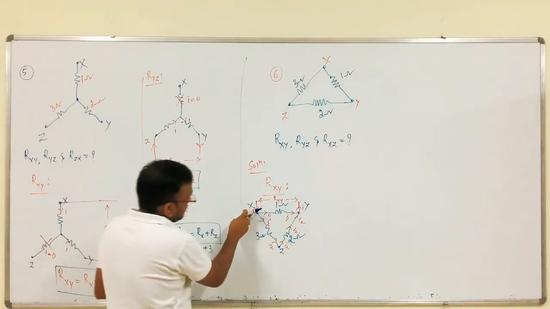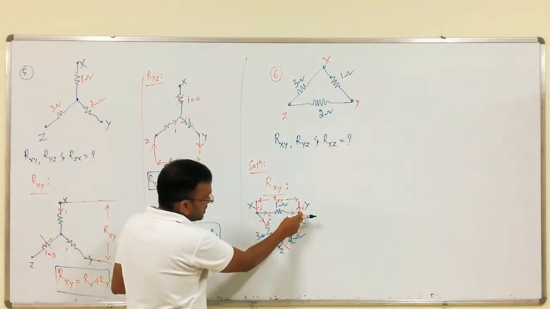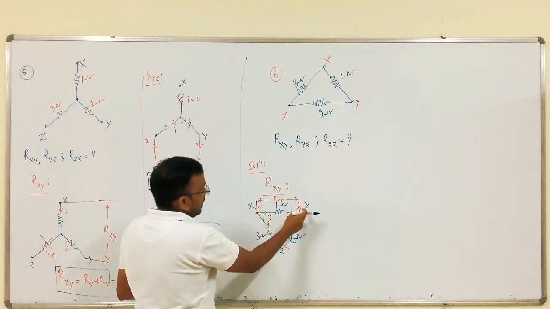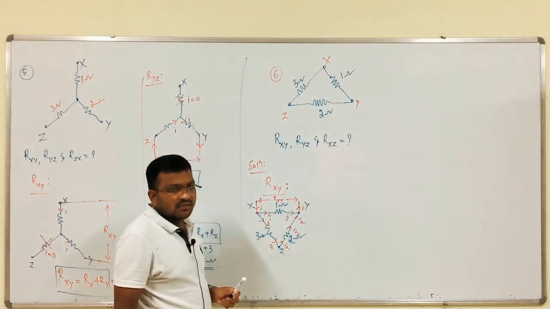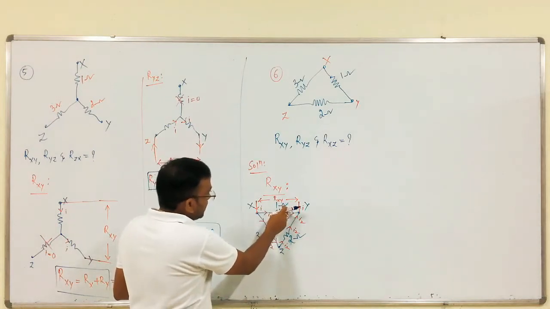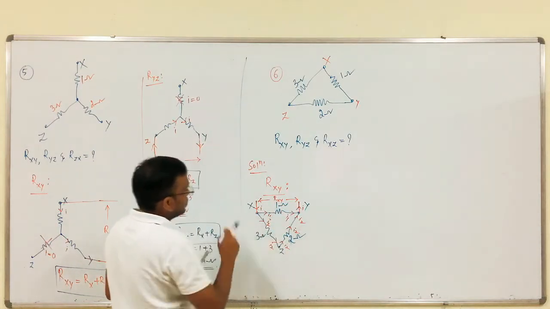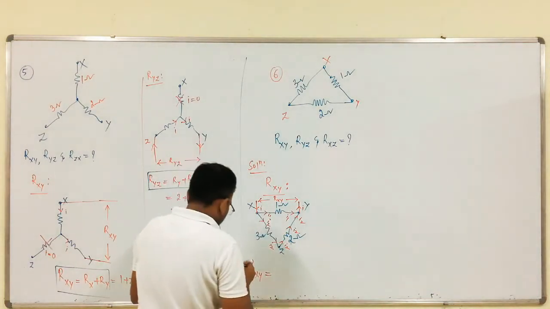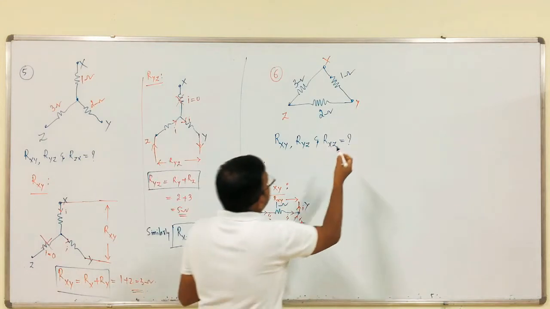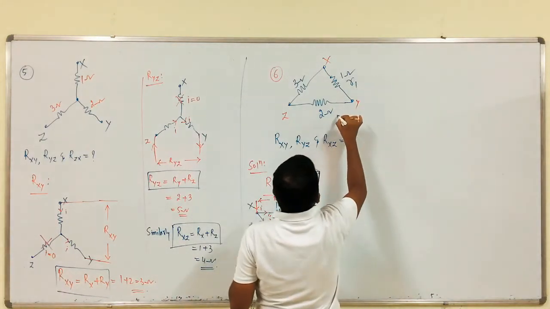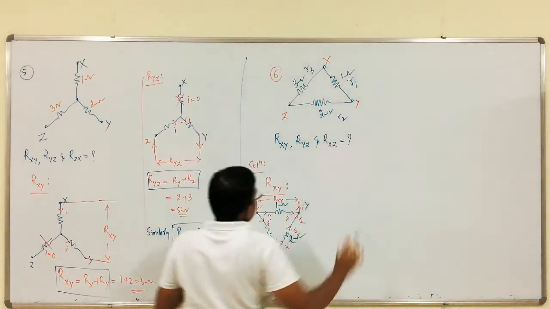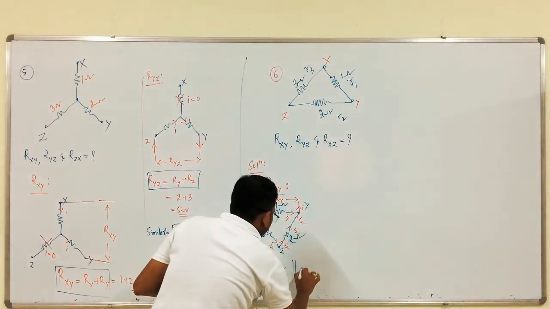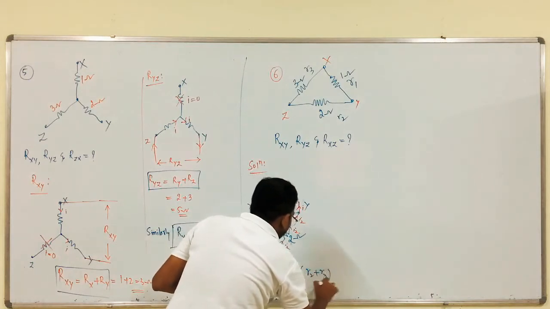See, I is split into I1 and I2, and again at this node it is combined into I. Entering current is equal to I, leaving current is equal to I. KCL satisfied. So, this 1 ohm is connected in parallel with this branch. Let us name them R1, R2, R3, that is R1 is connected in parallel with R2 and R3.